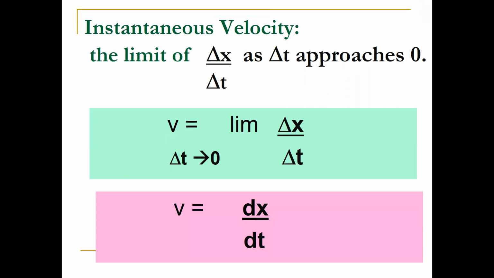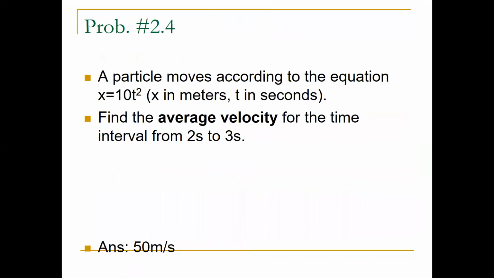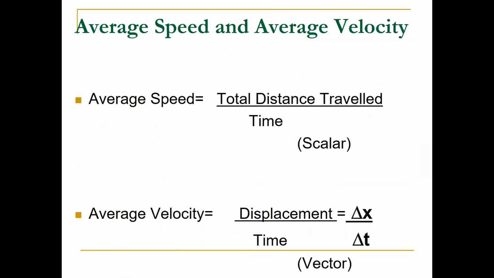So instantaneous velocity is technically the limit of change of x over change of t as t approaches 0. I want to remind you that the last slide says velocity at a given instant, time is very, very small. So that means the interval of time is going to be tiny. And you can't just pick one time, because the definition of velocity is a change in time. You must have two time values, even if they're so close to 0 that you couldn't tell.